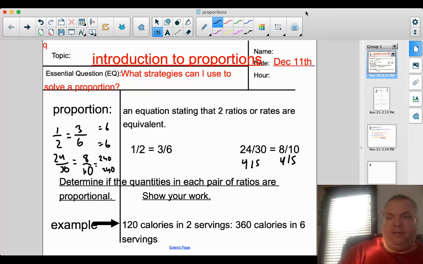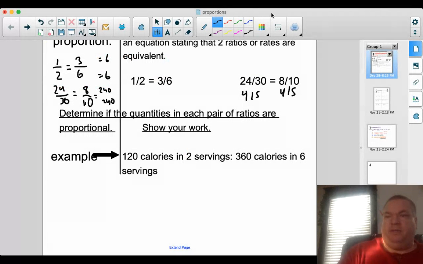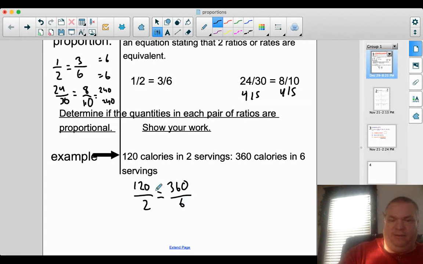So let's take a look at this example. This example says 120 calories in 2 servings. That's the ratio of calories to servings. Or 360 calories in 6 servings. So we have a ratio of calories to servings. I can check to see if these are the same by multiplying the diagonals and seeing if I get the same thing. So let's start here.